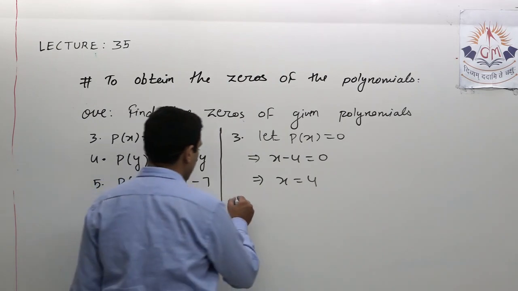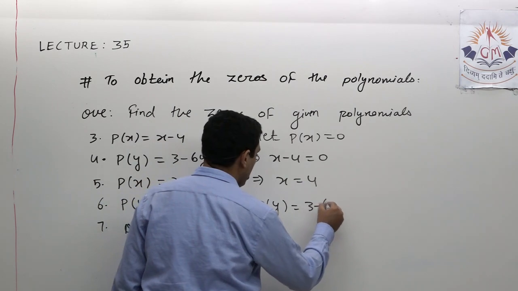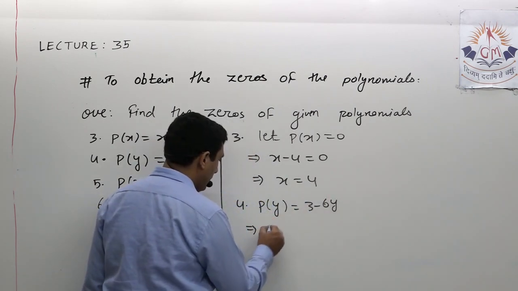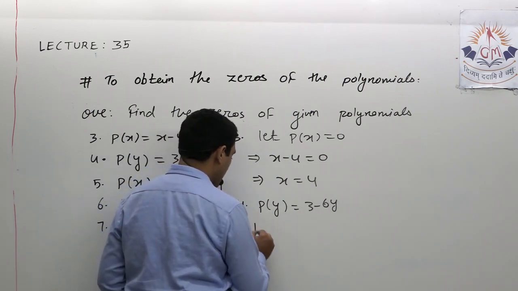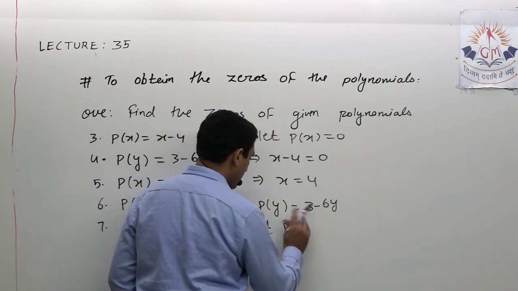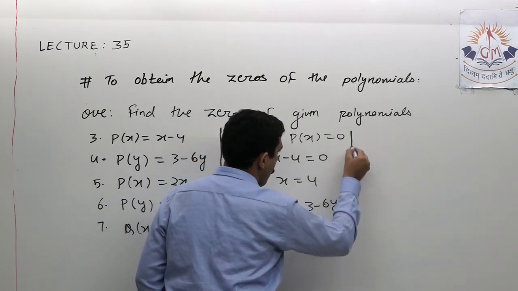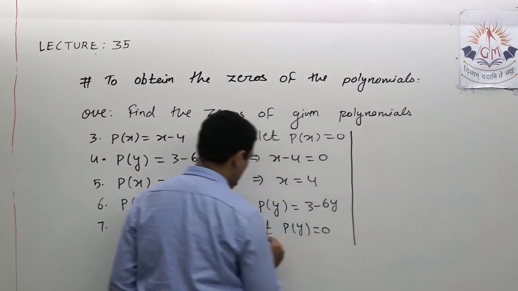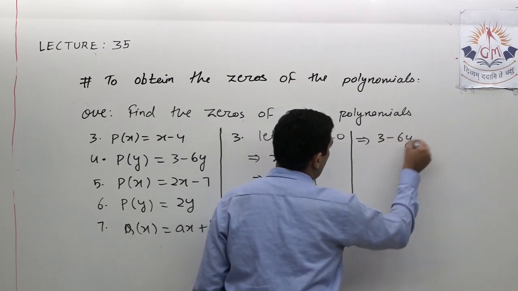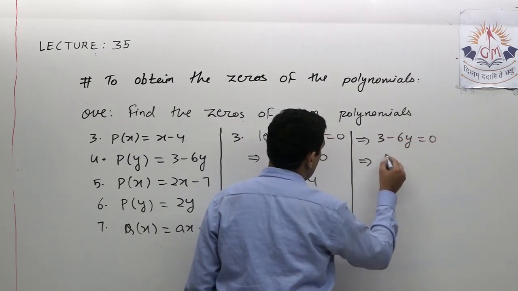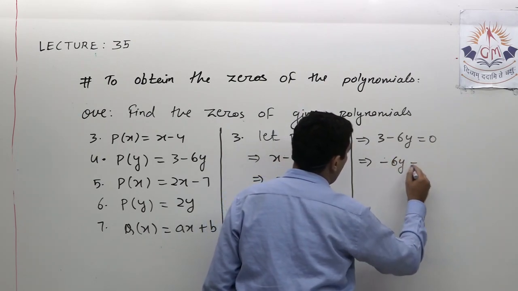Okay, now fourth one, p(y) is equal to 3 minus 6y. So I will start with let p(y) is equal to 0. Okay, that gives me 3 minus 6y is equal to 0. That is minus 6y is equal to minus 3.